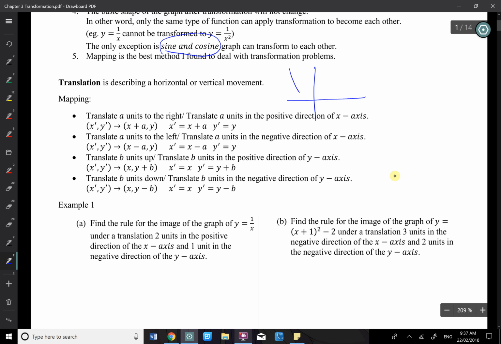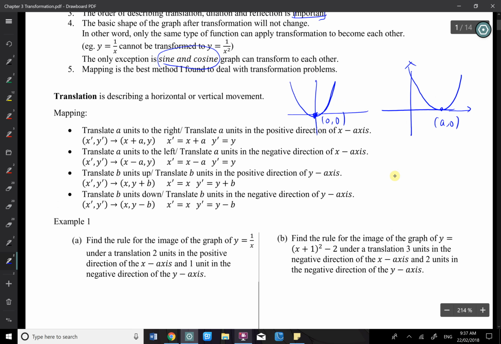So let's see, we have a graph, like a quadratic graph, at (0, 0). I would say translate a units to the right. You know the graph will look like this. So this turning point will become (a, 0). Let's translate a units to the right.